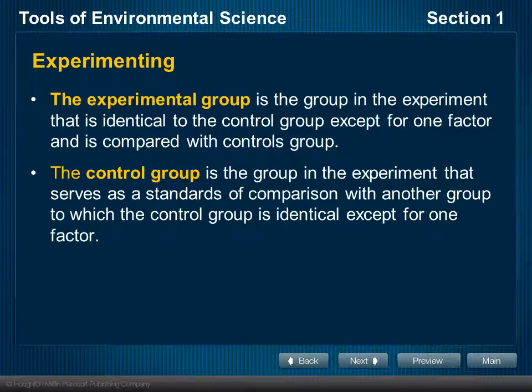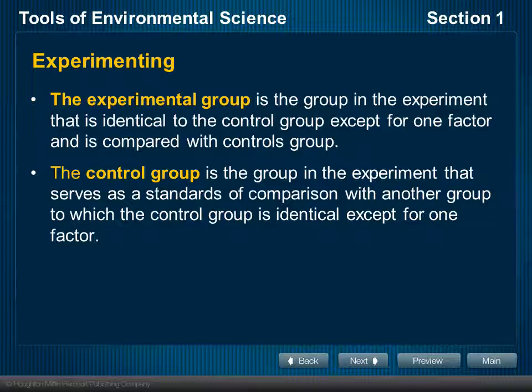The experimental group, if we do like two groups, the experimental group is the group in the experiment that is identical to the control group except for one factor and is compared with the control. So in that last slide I talked about variables. The control group is the group that you don't change anything. You don't play around with the temperature. You keep everything the same, constant, consistency, all the way through.